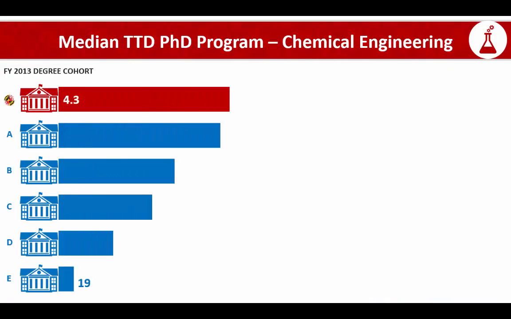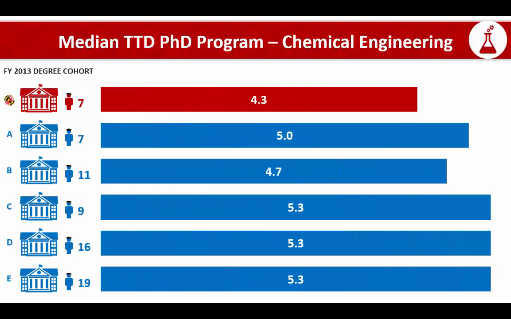Here we're focusing on the fiscal year 2013 degree cohort. So everyone that earned a degree in fiscal year 2013 in a particular doctoral program, and in this case, chemical engineering. Maryland at the top, you see there were 7 graduates with a median time to degree of 4.3 years. And that increases all the way to 5.3 years, which represents that 1-year difference you can see in terms of just what the variance looks like across different programs at the different institutions for this program.